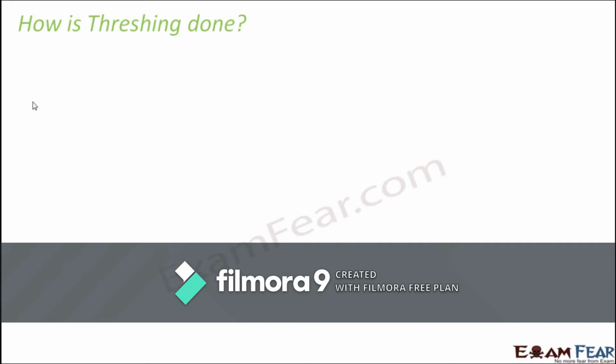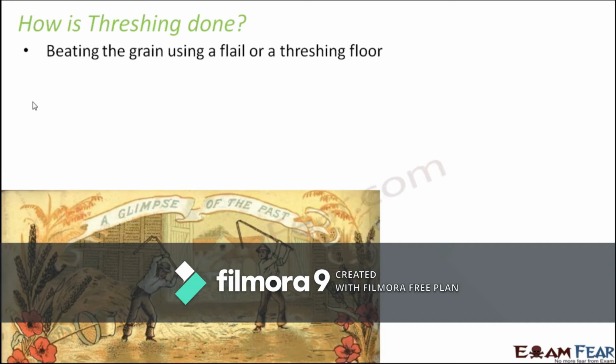The way threshing is done manually is beating the grain using a flail or a threshing floor. Now what's a flail? It is an agricultural tool which is used for threshing to separate grains from their husks. If you look at it, these guys are holding a long stick kind of thing. That is nothing but a flail. With this flail, they beat on the stalks. Here you have the stalks and the grains. As they beat it, the stalks and the grains get separated because they are not very strongly attached to each other. When they are beaten so hard, the two tend to get separated.